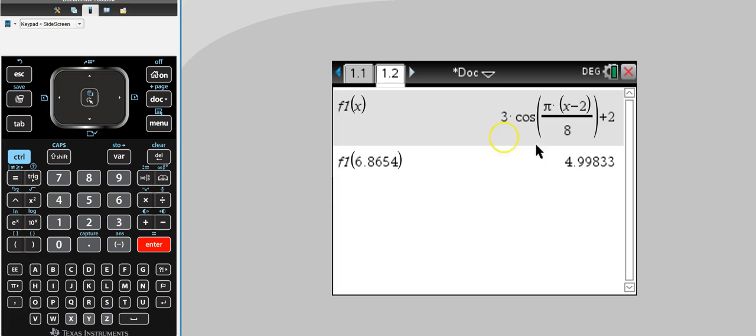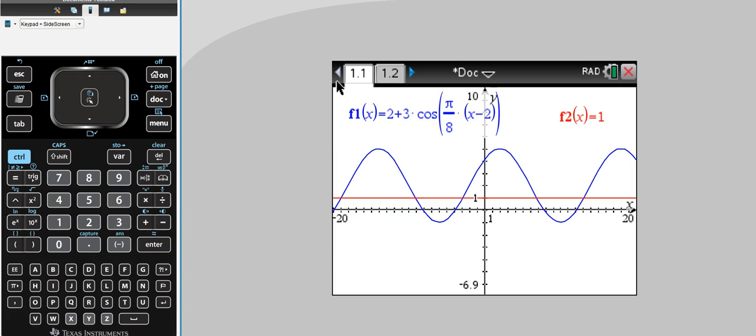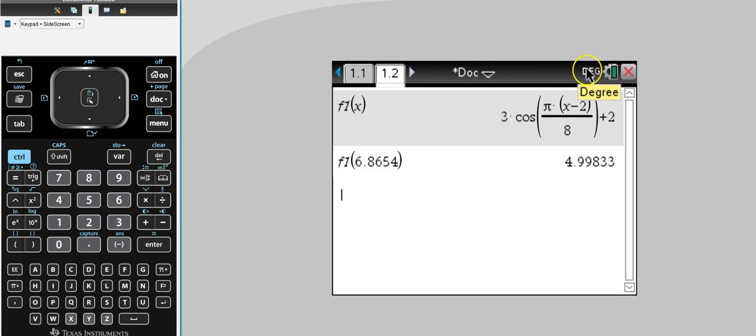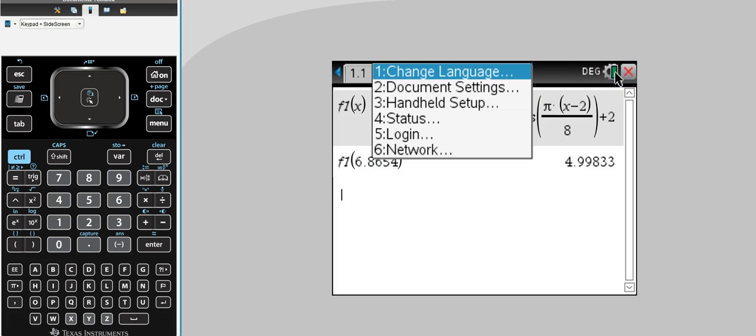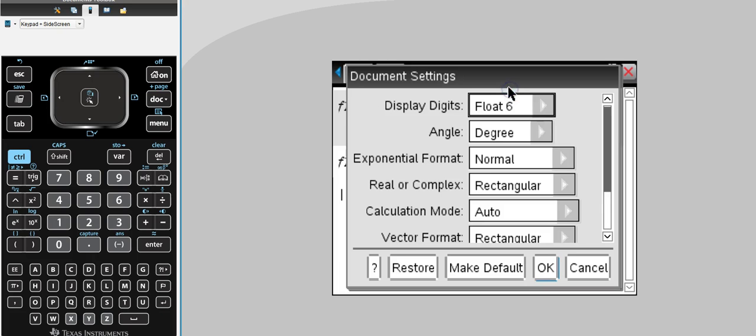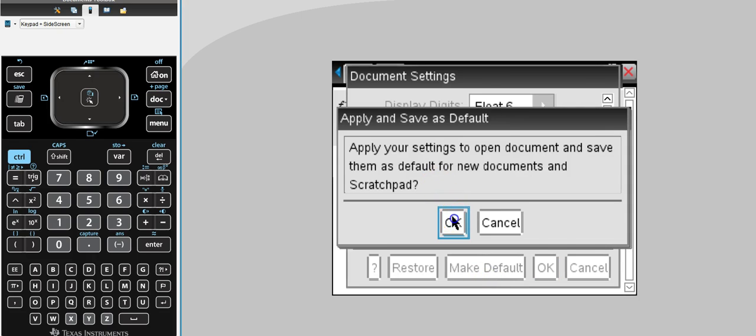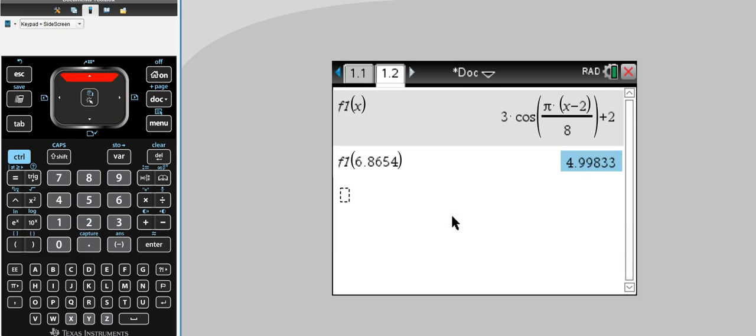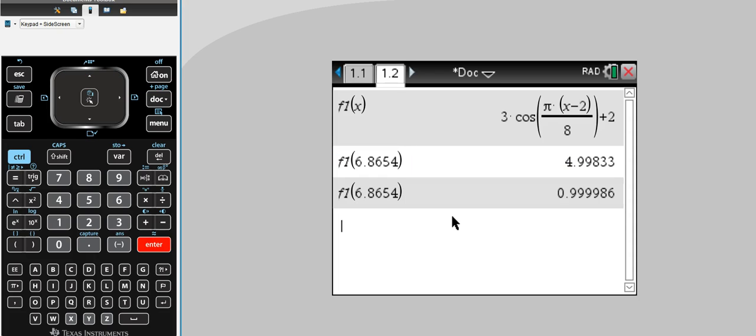I'm going to have to pause and figure out what happened here. This is a good lesson. On this page, I'm in radians. On this page, I'm in degrees. So when I typed this number in, the calculator thought I was in degrees and not radians. I need to change my document settings to radians, and then push default. Now if I go back and grab this again, there we go.